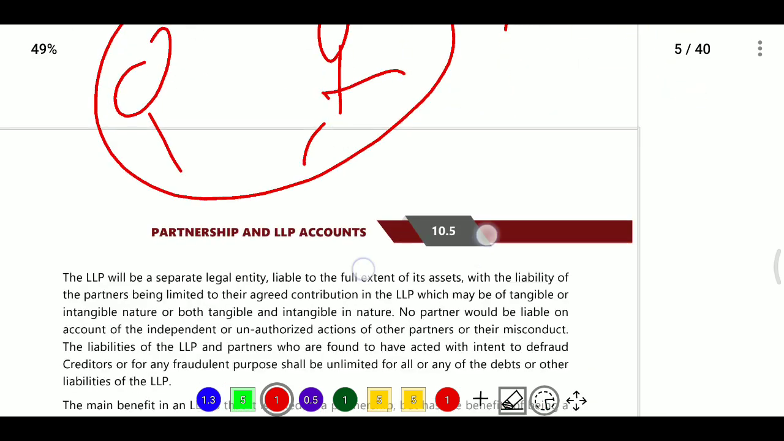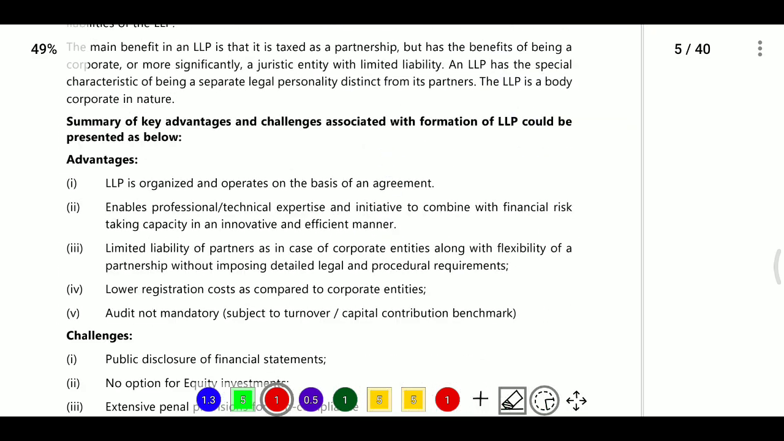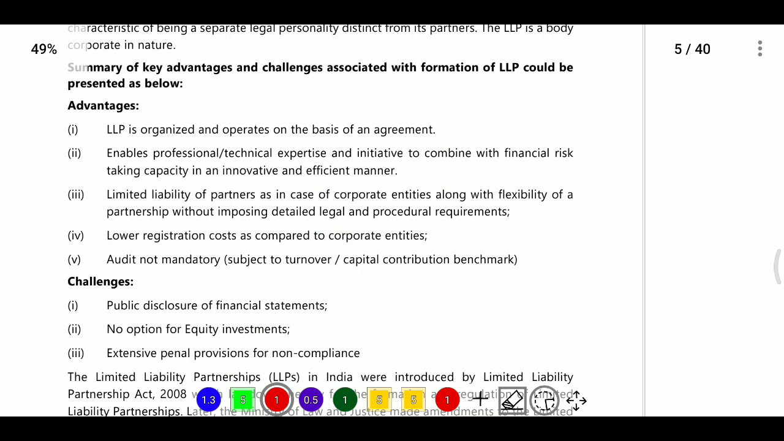What are the key advantages and disadvantages of the LLP? The advantages are mainly limited liability, no limit on the number of partners, and a flexible management structure. There are also fewer compliances than a company. A company needs to follow many, but an LLP is not required to follow as many.